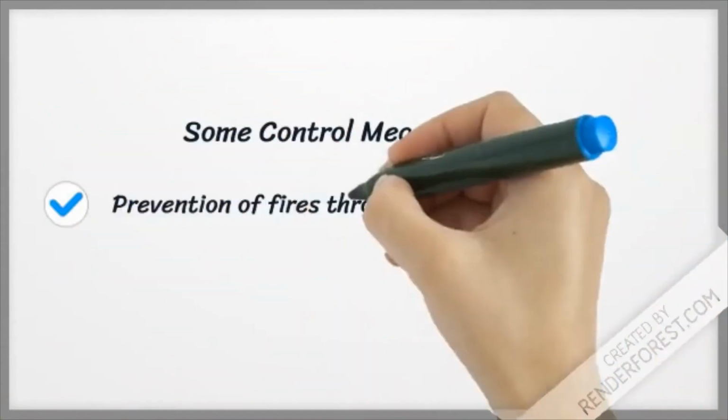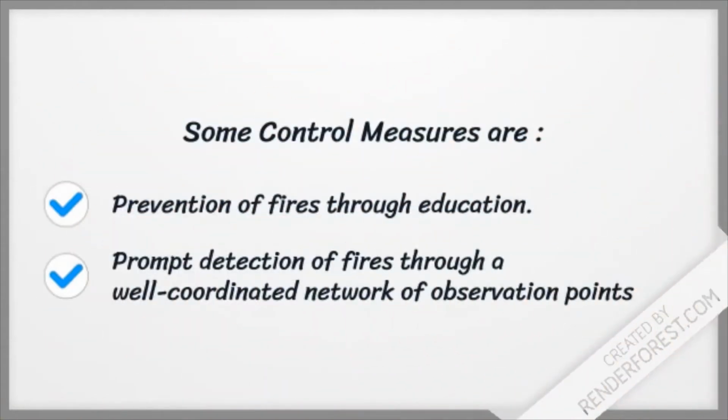Some control measures are: number 1, prevention of fires through education. Number 2, prompt detection of fires through a well-coordinated network of observation points, efficient ground patrolling, and communication network.